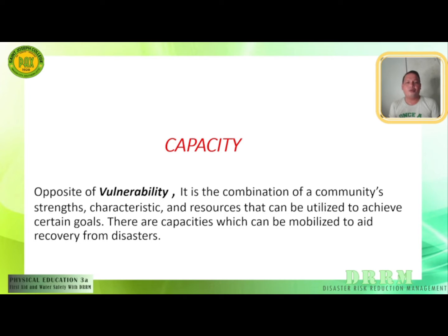And the resources, of course, if there are trucks or equipment, materials, backhoes, and also people, included as resources, who help during the aftermath. So, they are the ones who make the community capacity as strong as it can be. So there are capacities which can be mobilized to aid recovery from disasters.